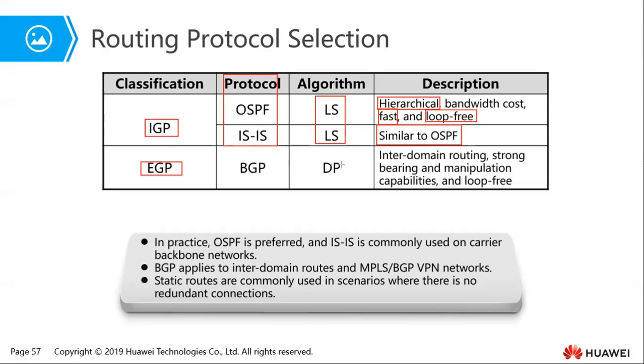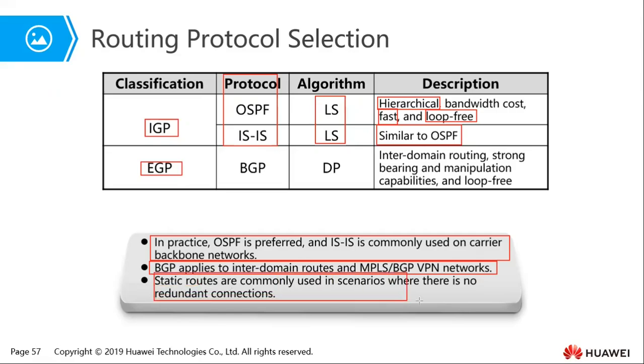Then BGP, interdomain routing, has strong bearing and manipulation capabilities because of the BGP attributes, and is loop free. Now, in practice, OSPF is preferred in enterprise networks, while IS-IS is preferred for carrier backbone networks, so for ISPs. BGP is used for interdomain routes, MPLS and BGP VPN networks.